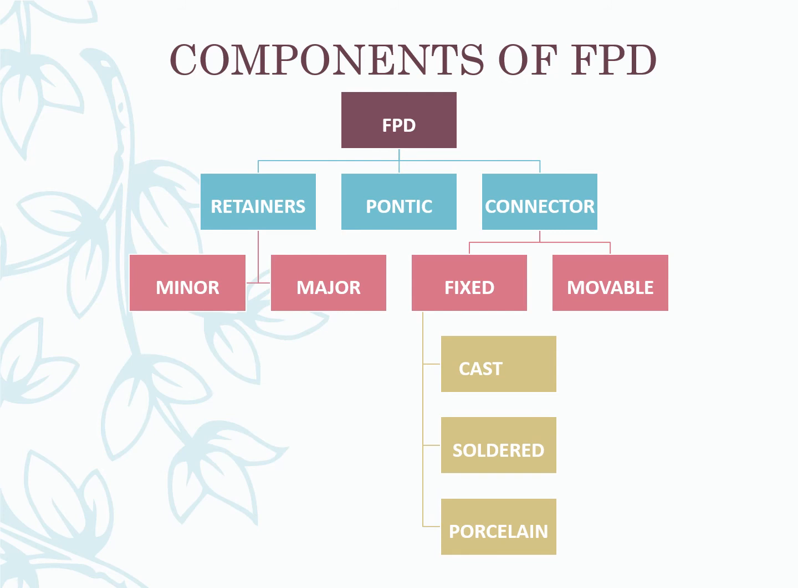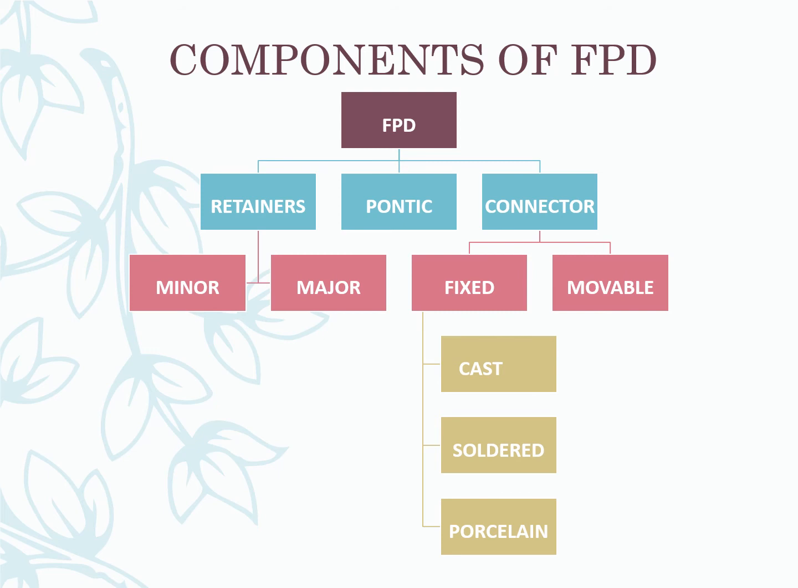Next, coming to the components of fixed partial dentures. You have three main components. When you are asked what the components are, the first three terms that should strike your mind are retainers, pontic and connector. In your retainer, briefly, there is a minor retainer and a major retainer. Next, your connectors: you have fixed connectors and movable connectors. Also, you have different types of pontics based on the type of the soft tissue, the ridge shape and size.